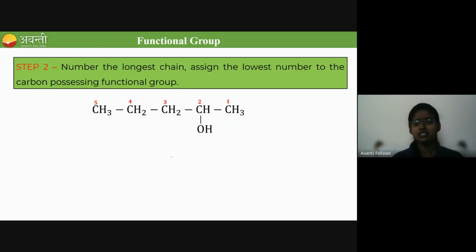Now, the first step is to identify the functional group. The second thing is you need to number the longest chain, and as usual we do for branched chain hydrocarbons, the same thing we have to do here also. We have to give the first preference, that is the lowest number, to the carbon possessing the functional group. So the OH-attached carbon should get the lowest number, and accordingly we have to number. Here right to left numbering is giving the lowest number for the carbon to which the OH is attached. So the lowest possible number is 2. So that is the correct way of numbering.